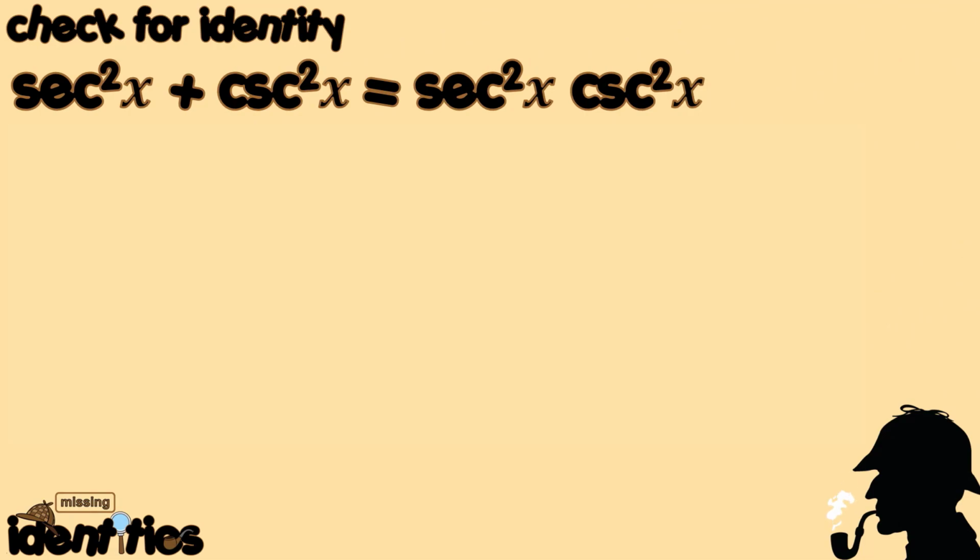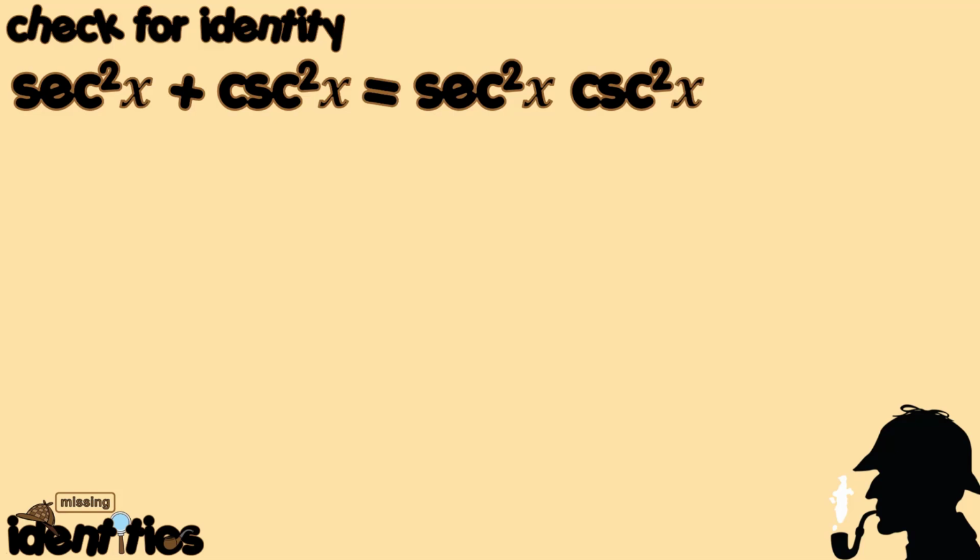Case number 22. We are going to verify this given identity. Secant squared x plus cosecant squared x is equal to secant squared x times cosecant squared x. In short, the sum of secant squared x and cosecant squared x is just equal to their product.